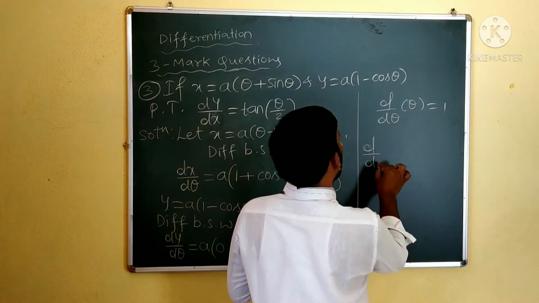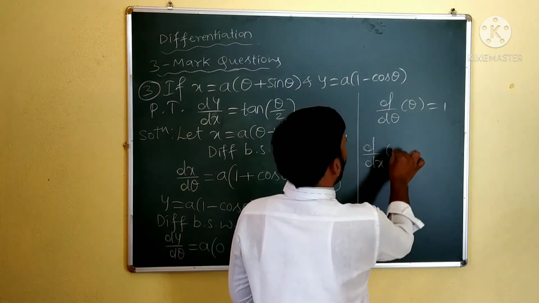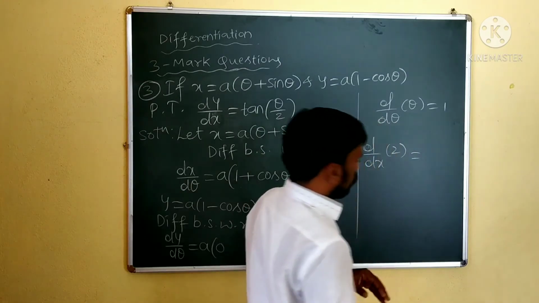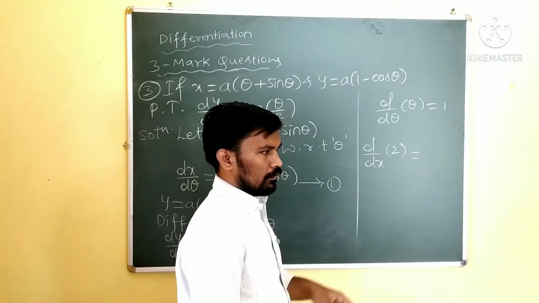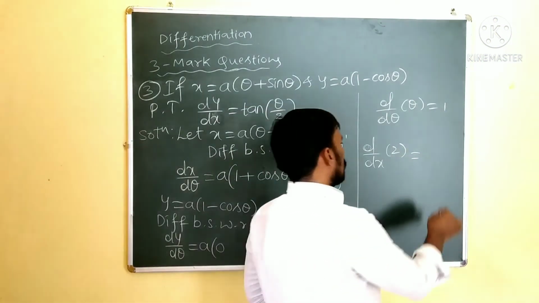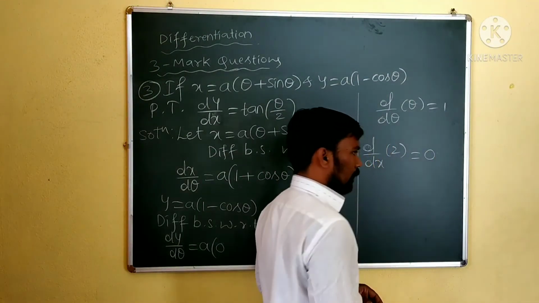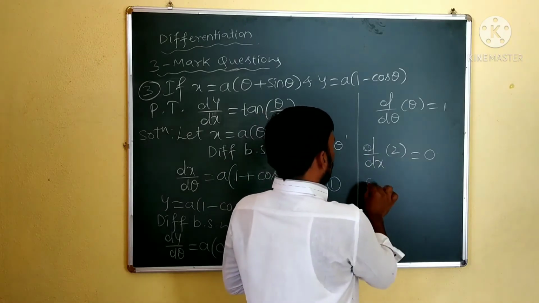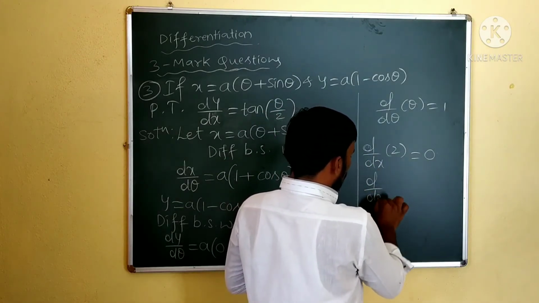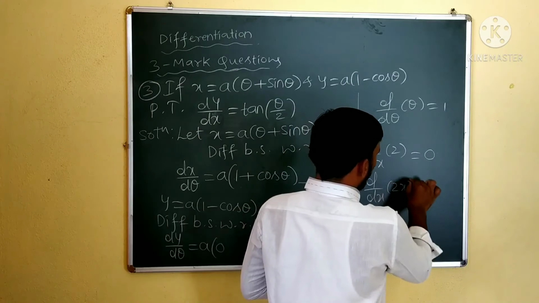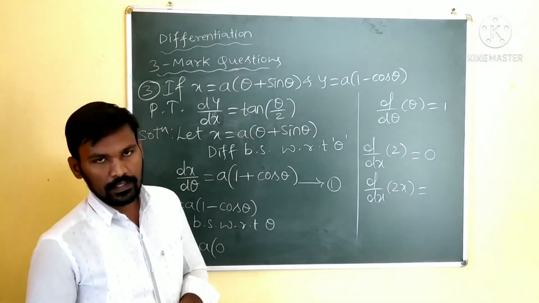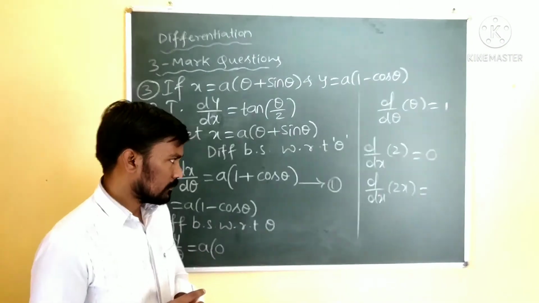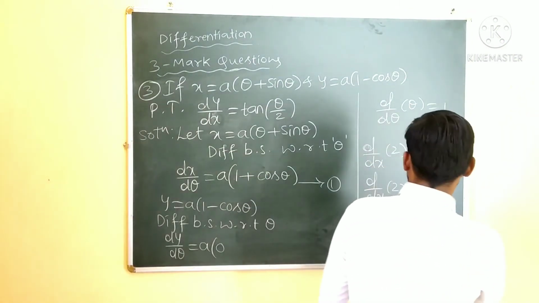Derivative of 2 with respect to x. What is the derivative of 2 with respect to x? Not only x, it's any variable. Derivative of any constant is 0. And d by dx of 2x. What is the derivative of 2x? It is a combination of variable and constant. 2x is actually not a constant.